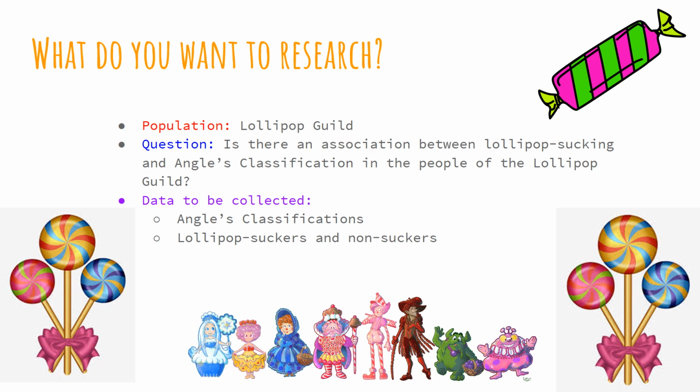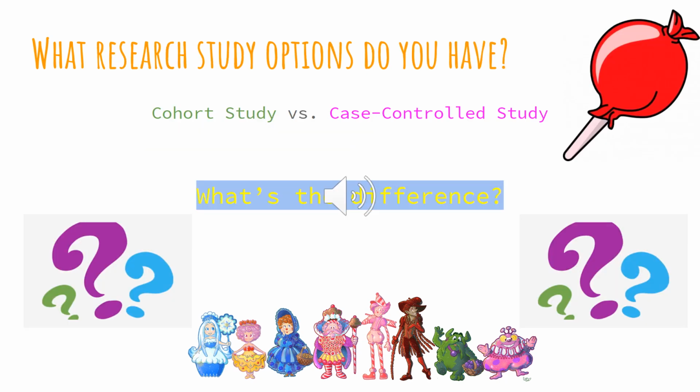What do you want to research? The population would be the Lollipop Guild. The question is, is there an association between lollipop sucking and Engel's classification in the people of the Lollipop Guild? The data to be collected would be Engel's classifications and lollipop suckers versus non-suckers. Cohort study versus case-controlled study.